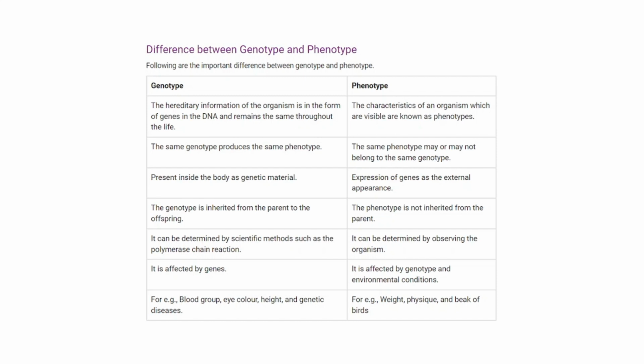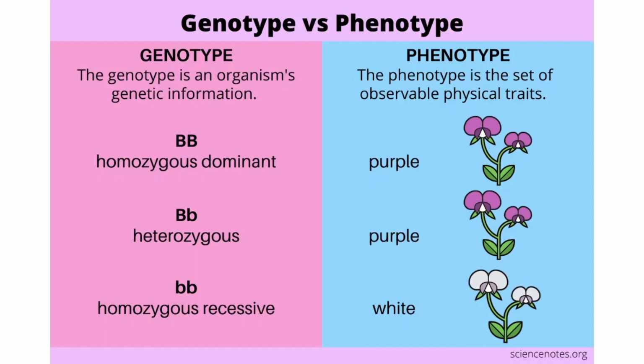Genotype is obviously inherited from the parent to the offspring. The phenotype is not inherited. It's dependent on the genotype, definitely. Genotype can be determined by various molecular biology methods like PCR, but phenotype can just be seen by observing the organism. Genotype is affected by genes, phenotype is affected by genotype and also environmental conditions. Examples of genotype are blood group, eye color, height, and genetic diseases, and phenotype is weight, physique, beak or birth. So this example pretty much shows why this answer is true.